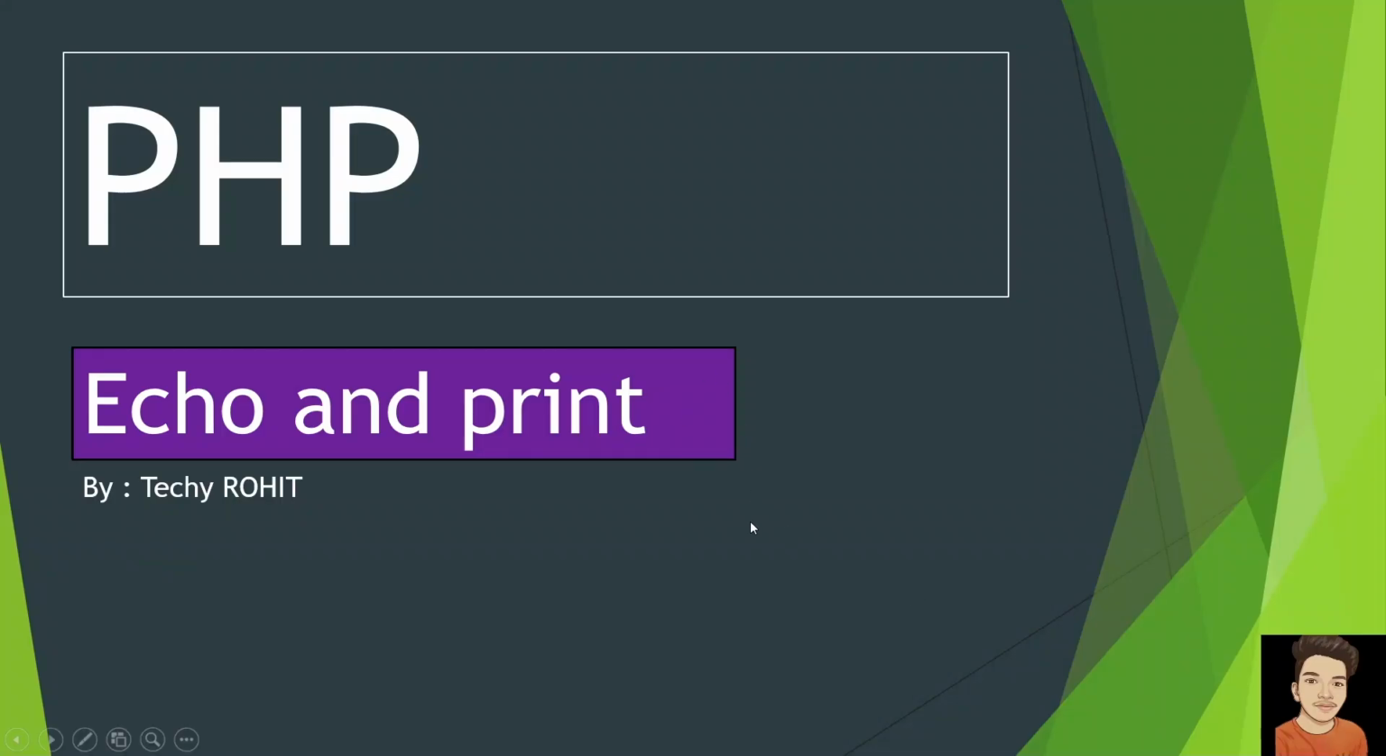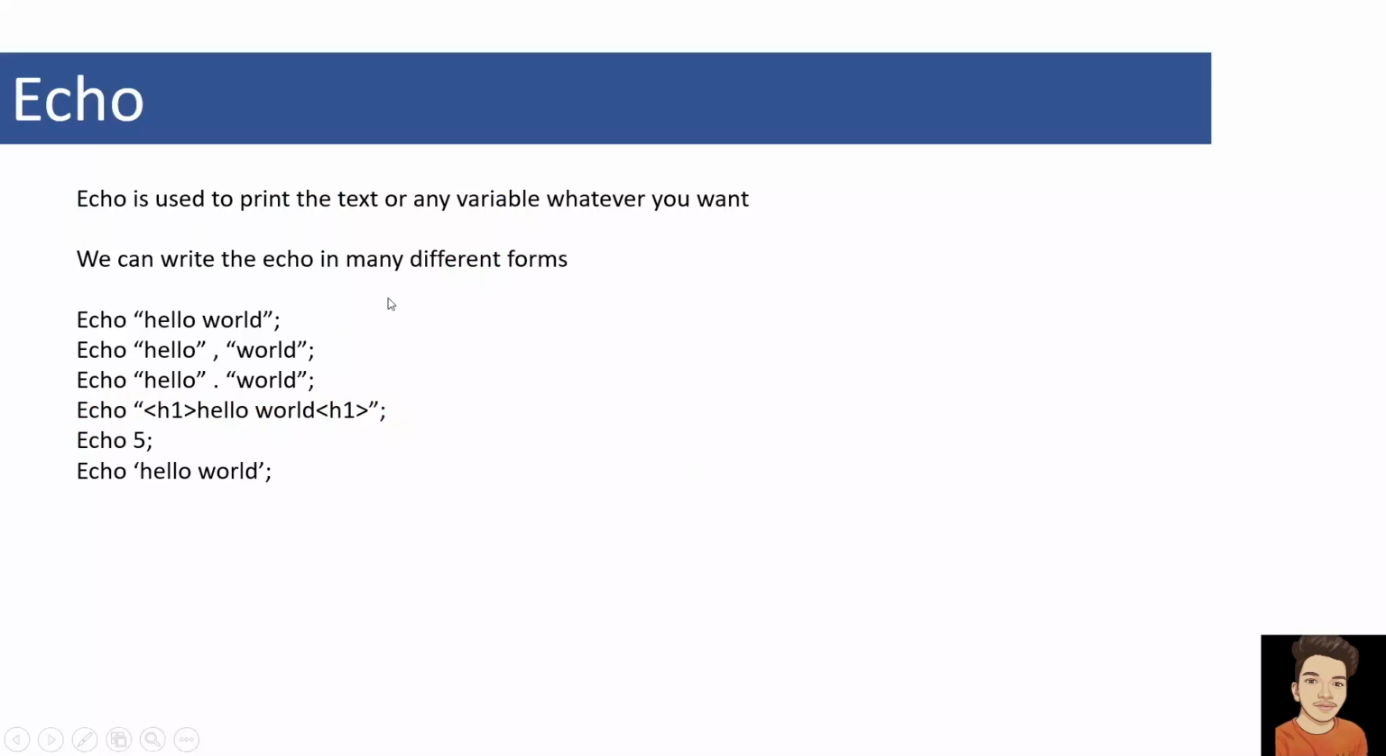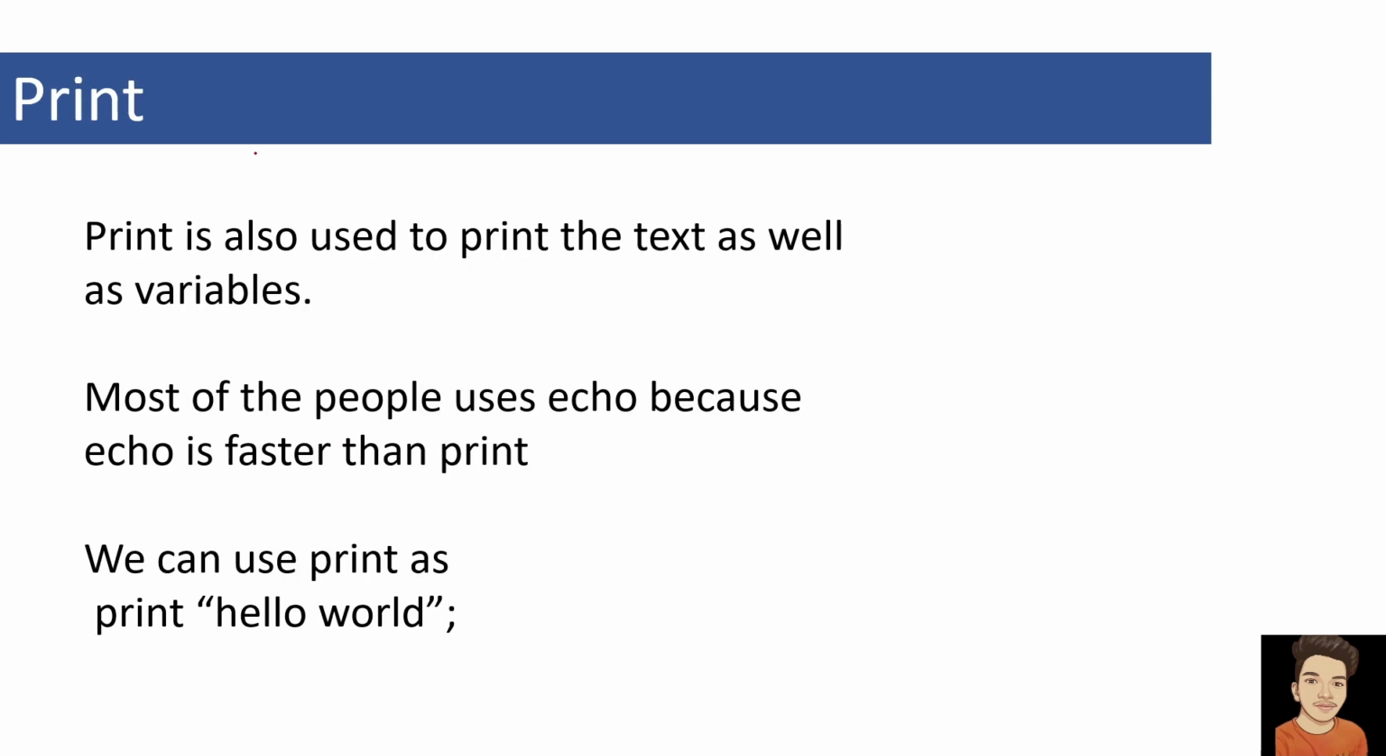Today we are going to learn echo and print in PHP. Echo is used to print. We can write echo in many different forms. We can also use HTML tag. To print an integer we do not need to give the inverted commas.